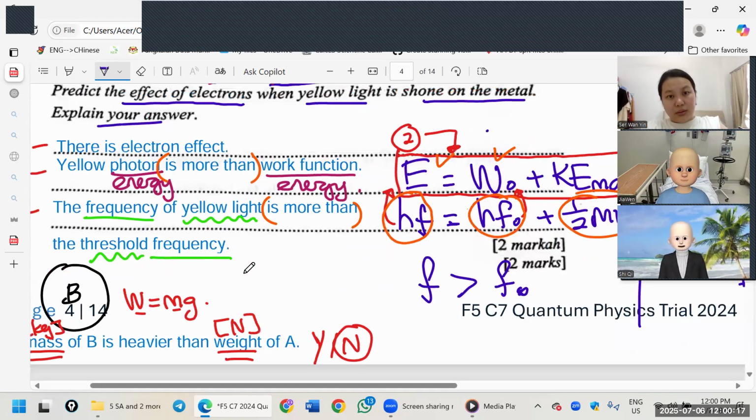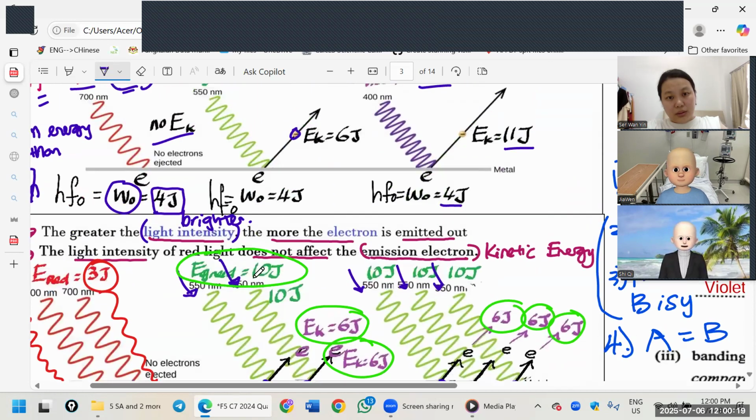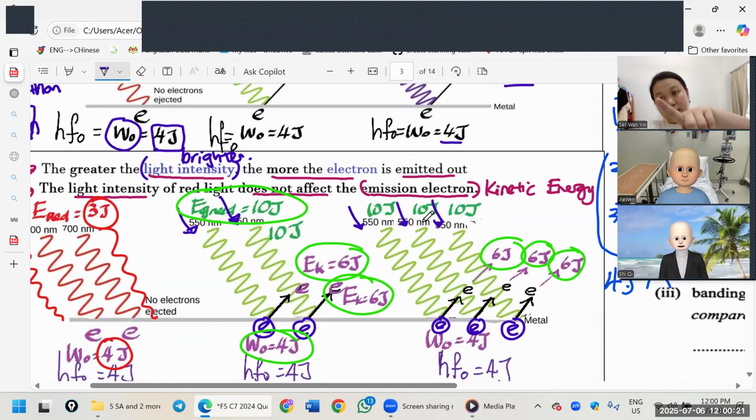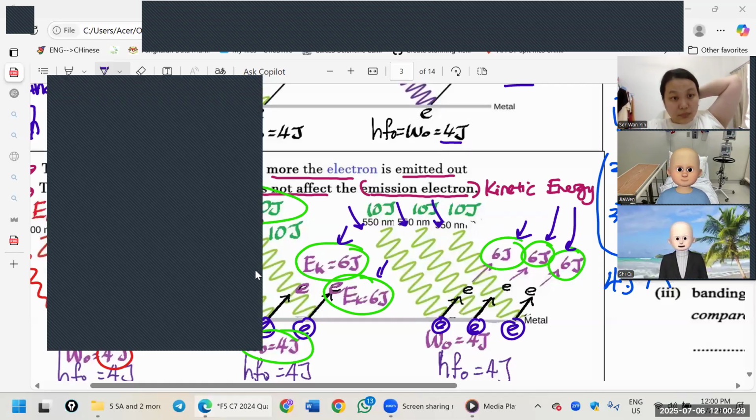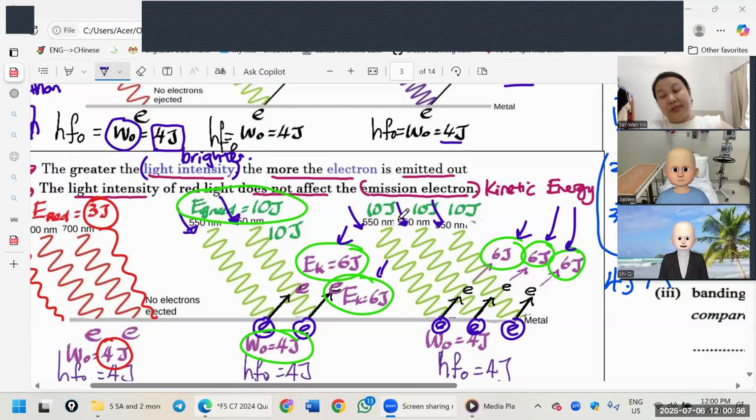Right answer. You increase light intensity. Will it affect the kinetic energy? Yeah, thank you, Tiffany. Yeah, correct.